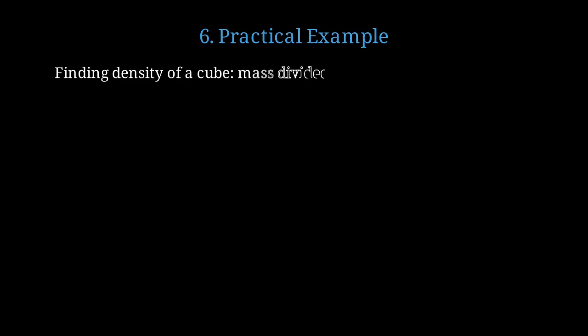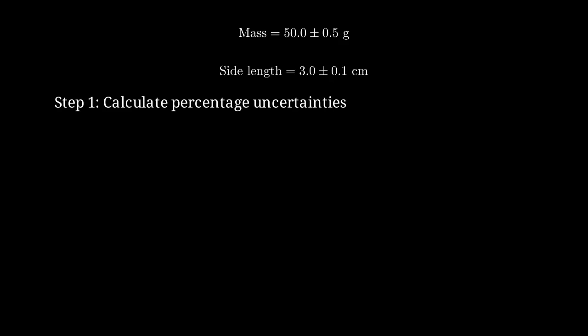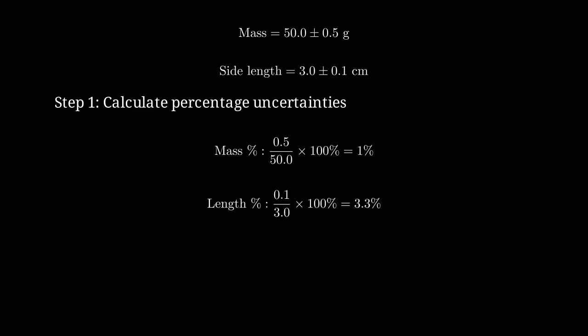Let's work through a complete practical example of calculating density with uncertainties. We need to find the density of a cube, which is mass divided by volume. We measure the mass as 50 grams plus or minus 0.5 grams. The side length is 3 centimeters plus or minus 0.1 centimeters. First, we calculate the percentage uncertainties for each measurement. For mass, 0.5 divided by 50 times 100 equals 1%. For length, 0.1 divided by 3 times 100 equals 3.3%.